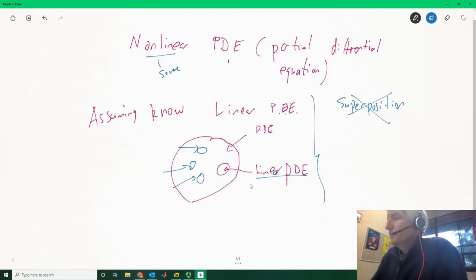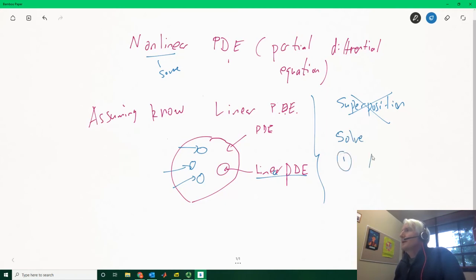Okay, so PDEs are important, nonlinear PDEs are important. And we're going to learn how to solve some of them. When we say solve, we're going to have different things here. We're going to have an analytic solution, which really means a formula. And two, we're going to have numerical solutions.